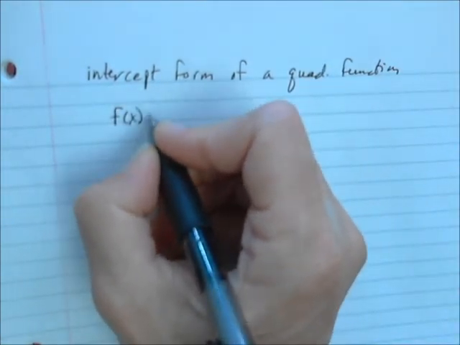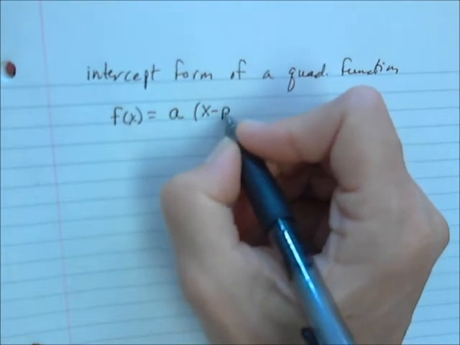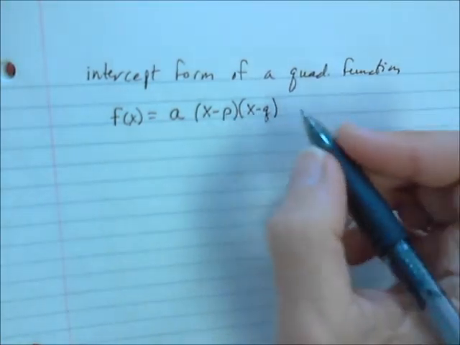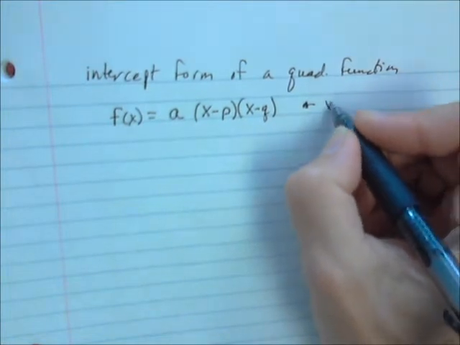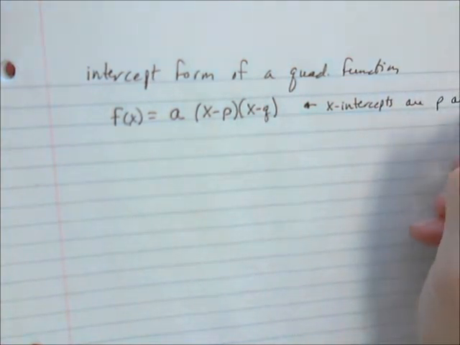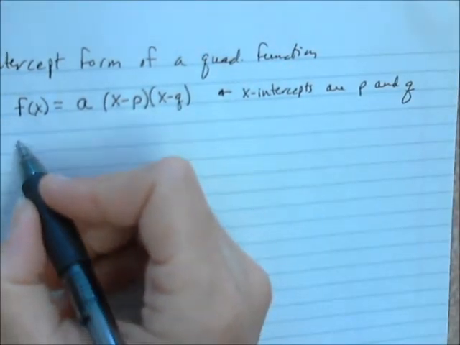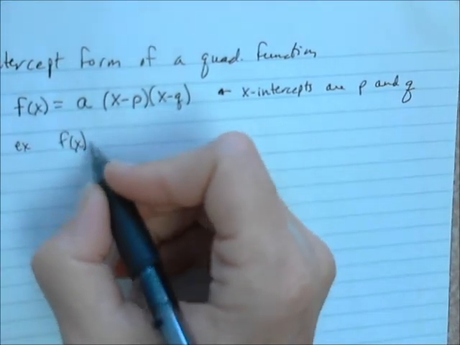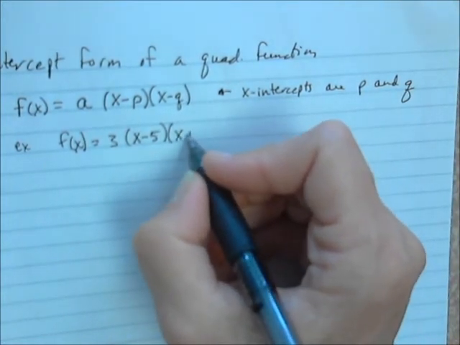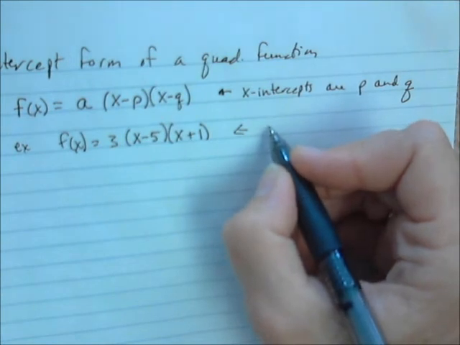So f of x is equal to a, that's the vertical stretch factor, times (x minus p) times (x minus q). And the x-intercepts are indicated by the p and q values. The x-intercepts are p and q. So for example, if you're given f of x is equal to 3 times (x minus 5) times (x plus 1), your x-intercepts are 5 and -1.